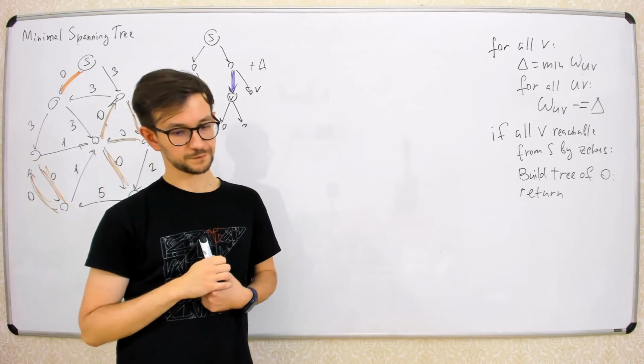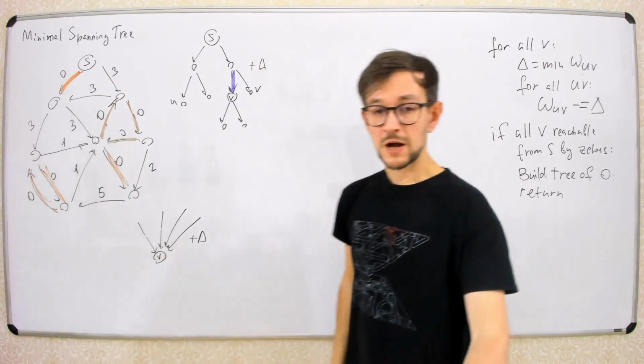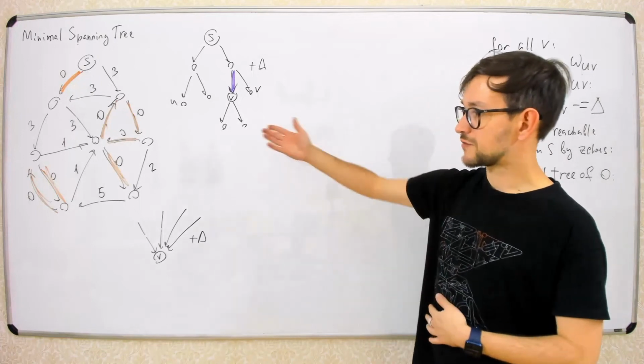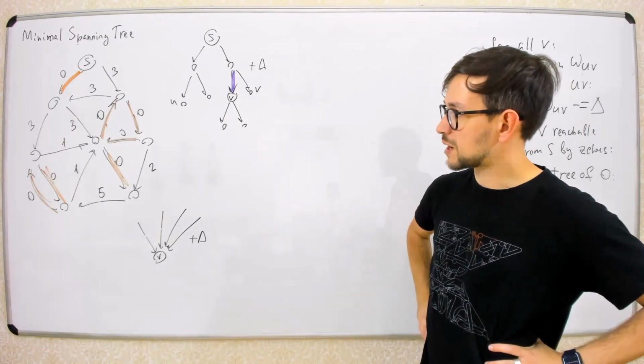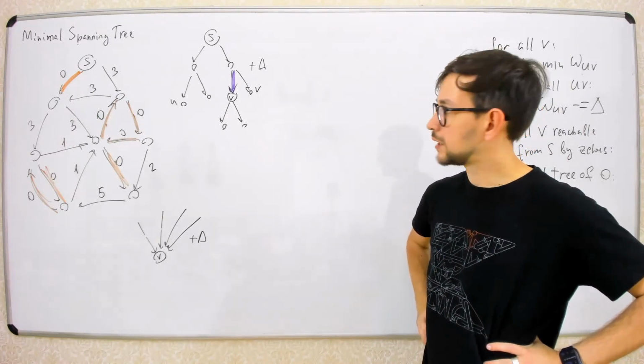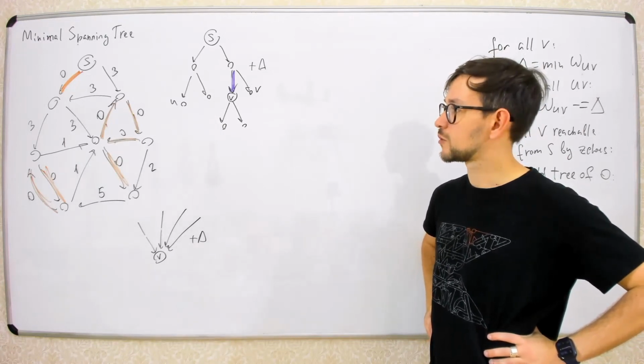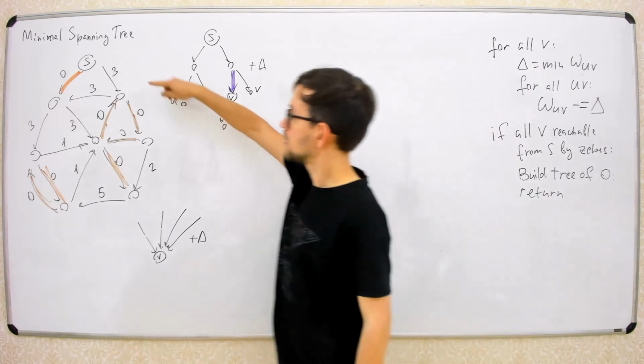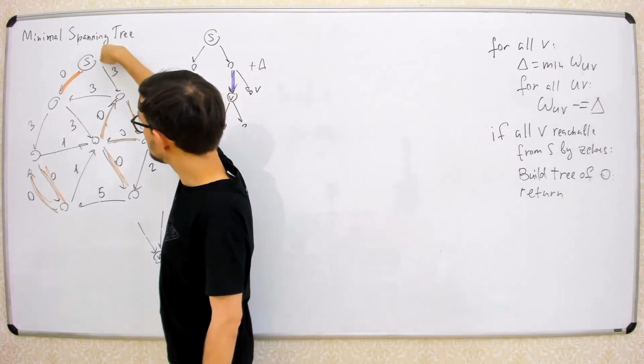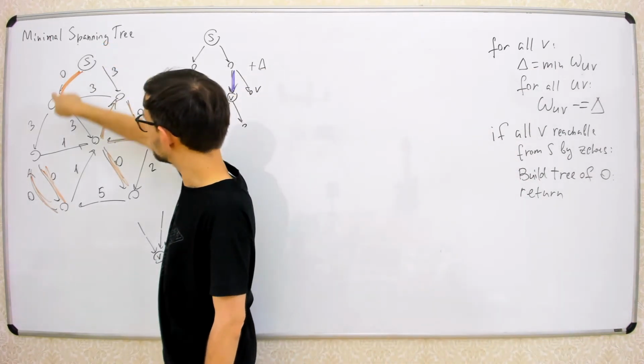Nice. But sometimes it's not the case. Sometimes you have something like this. So you have some strange graph, and not every node is reachable from node S. For example, here, if you start from node S, you can only reach this node and this node, and all these nodes are not reachable from node S.